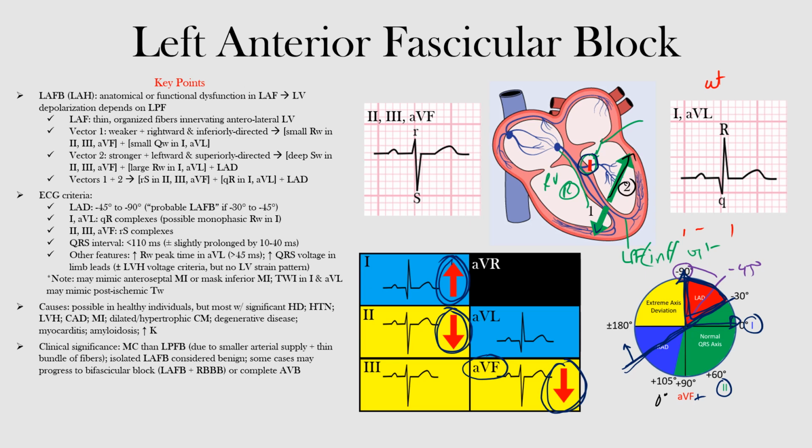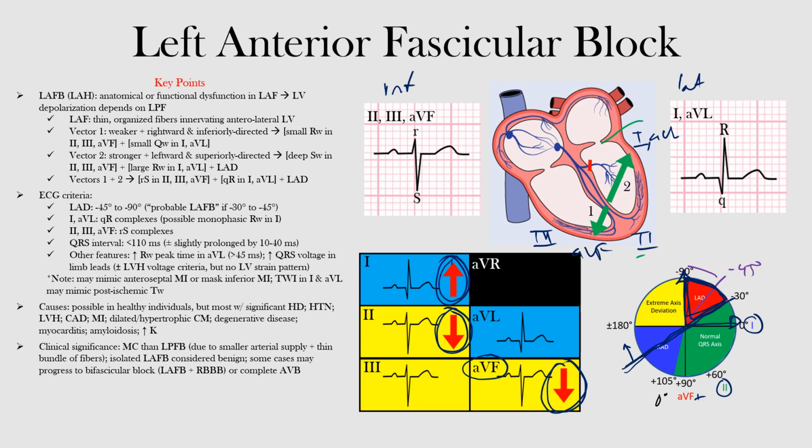So let's see where these are coming about. First off, aside from the left axis deviation, we're looking at the lateral leads, which are these ones here. And then we have the inferior leads, 2, 3, and AVF. In the lateral leads, here's 1, and we'll also put AVL there. AVL is more of a high lateral lead. And then 2, 3, and AVF are inferior leads. So here's 2, this would be 3, and this would be AVF.